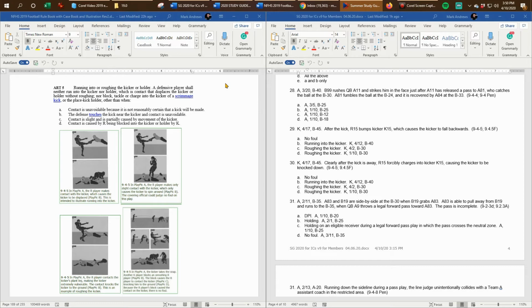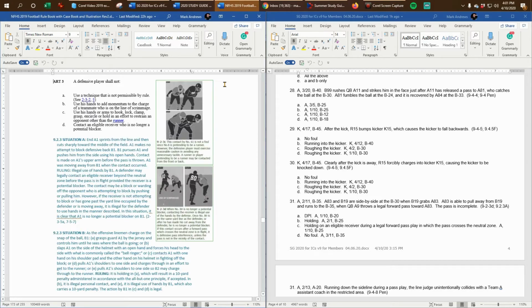And you'll notice it's 4th and 17. Roughing the kicker is a 15-yard penalty, but it is also one of the few fouls that carries an automatic first down. All of the fouls that carry an automatic first down begin with the word roughing. Roughing the passer, roughing the kicker, holder, and roughing the snapper. So the answer is D. Roughing the kicker, 1st and 10 from the B30.